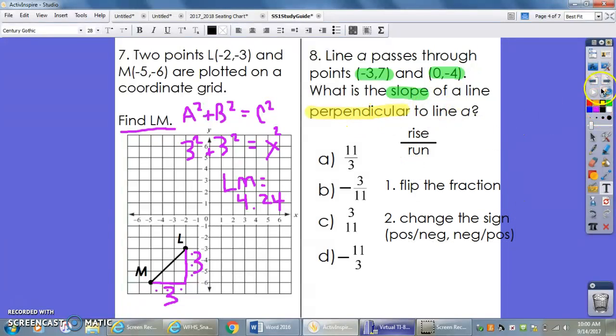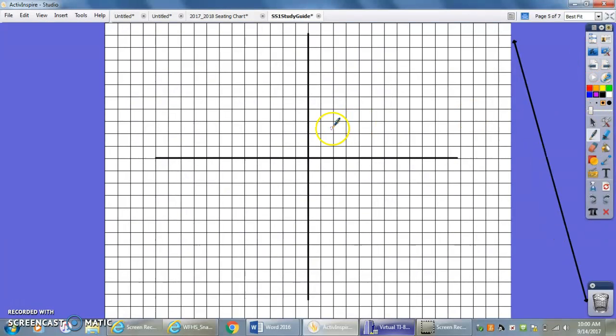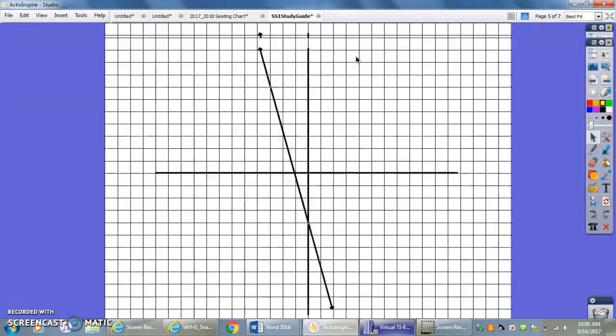Since they're not graphed, I do have to plot my points. I'm going to graph -3, 7, and I'm going to graph 0, -4. Then I'm going to draw a straight line through those points. I want to draw it long enough that it goes through the whole length of the graph. Looking at this, I definitely think it's negative.